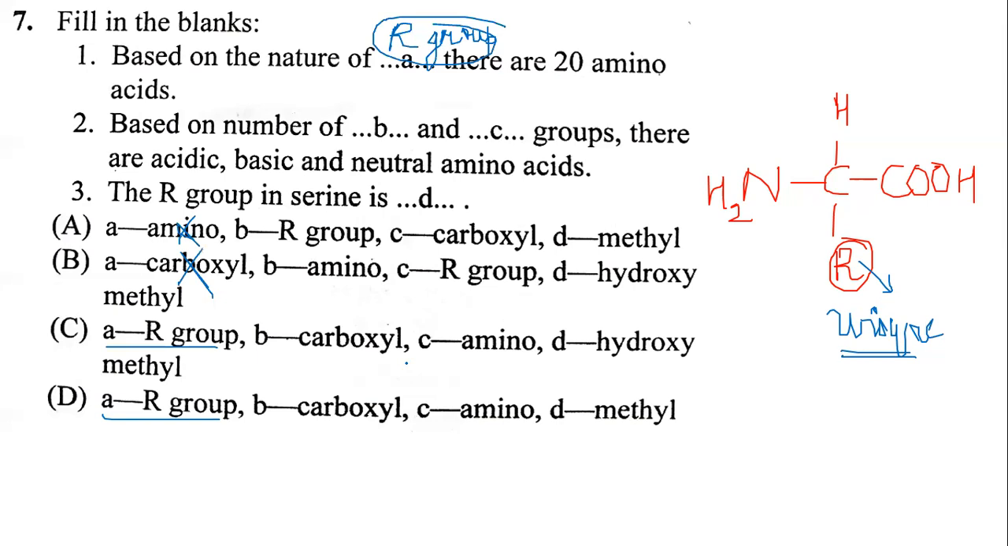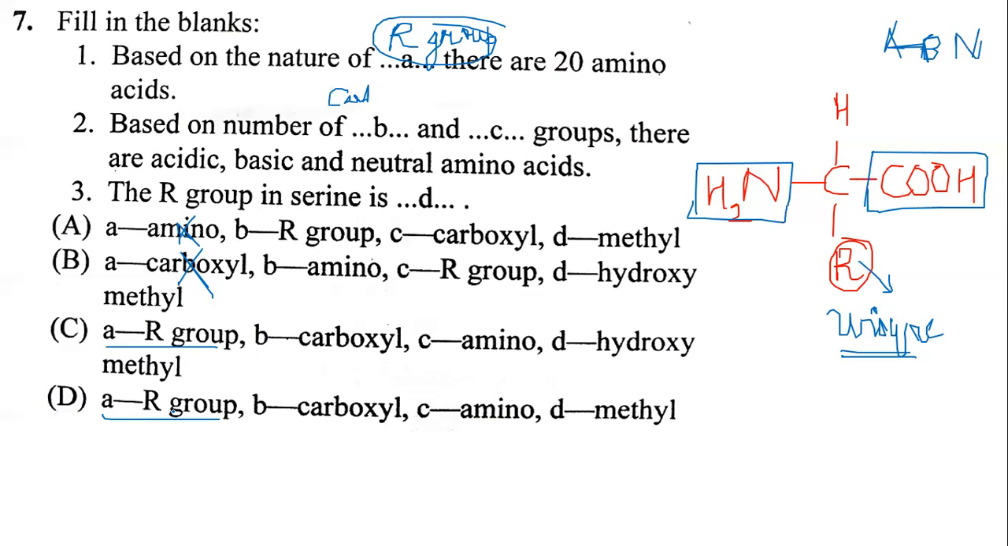Based on the number of dash and dash group, there are acidic, basic, and neutral amino acids, which I told you. Based on the number of the carboxyl group and the amino group, there are three different types of amino acid: acidic, basic, and neutral amino acid. I told you. So here you can go with carboxyl group or amino group.